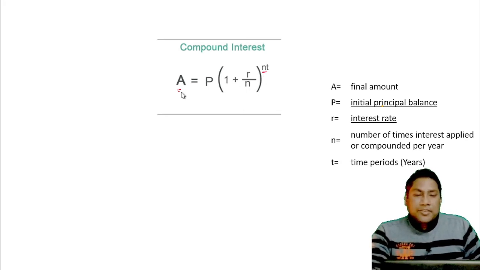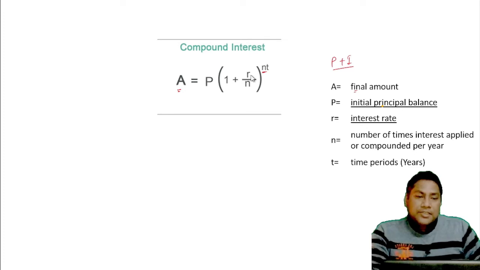Here what are the things shown by A? That is the final amount. Final amount means principal plus interest. This is amount. And P stands for the initial principal balance. R stands for rate of interest or interest rate. N stands for number of times interest applied or compounded per year. What does N denote here?